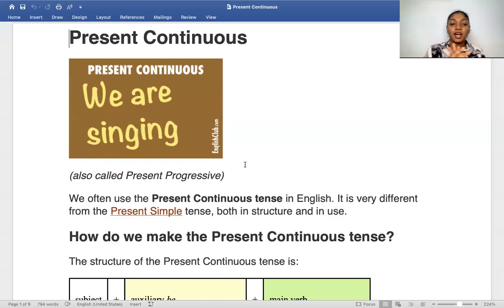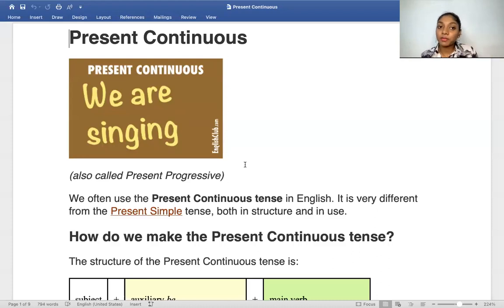When you get this tenses topic, there are 12 tenses in the English language. You have present, past, and future. Under these three, each is again divided into four. If we take present tense, we have simple present, present continuous, present perfect, and present perfect continuous.